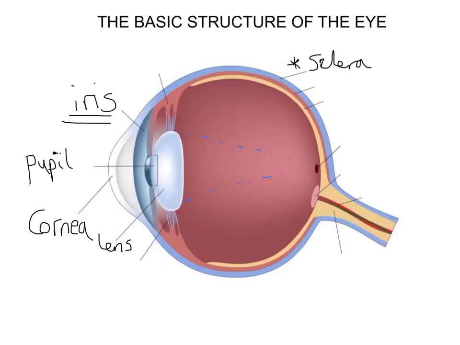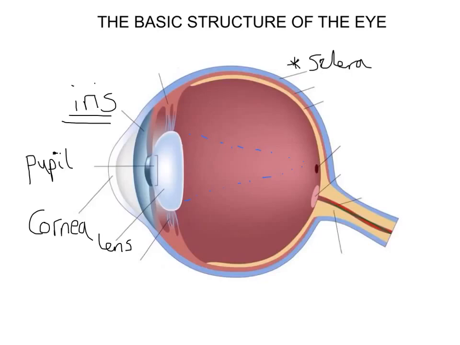So if, for example, there's a lot of light coming in, the iris will constrict to make sure that the pupil is small, so the right amount comes in, so not too much light will enter the eye. If it's quite dark and there's not a lot of light, the iris will allow the pupil to widen to let as much light in as possible. So that's the iris and the pupil. The pupil lets light in, and it's the iris which ultimately controls how much light is let in by contracting and relaxing.